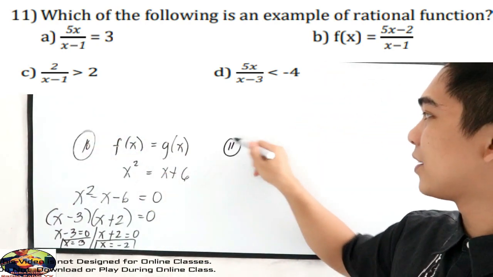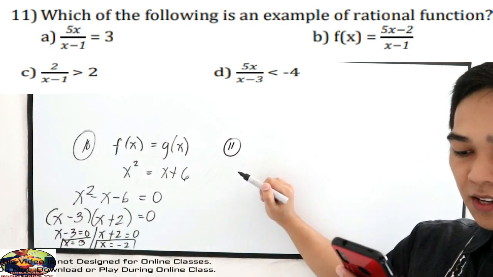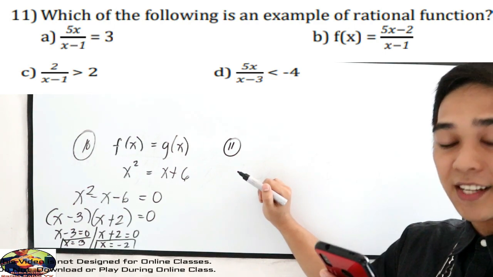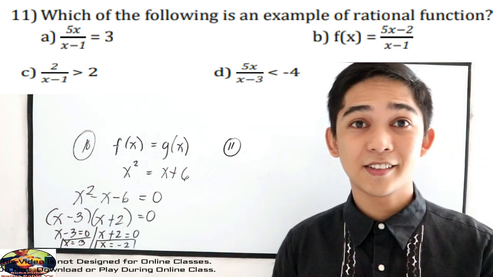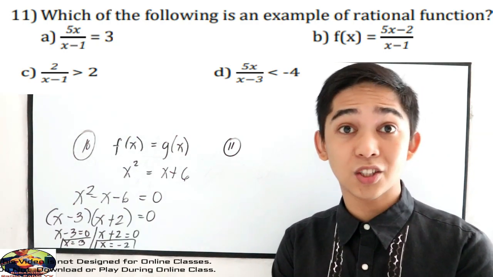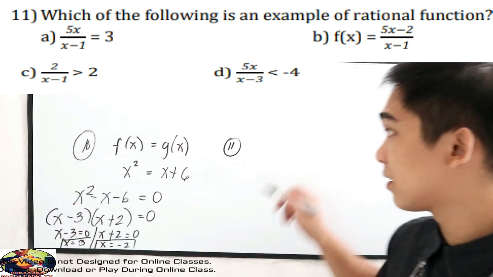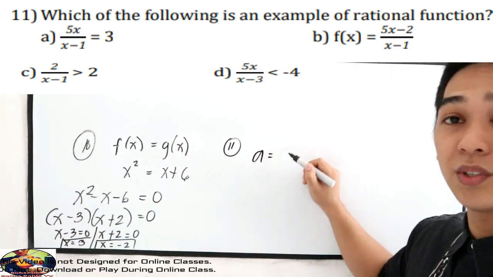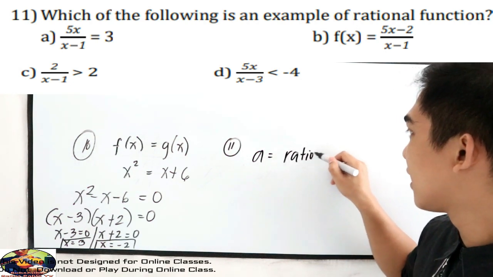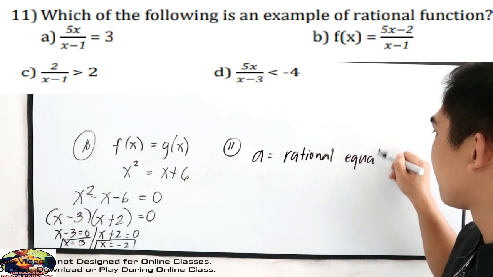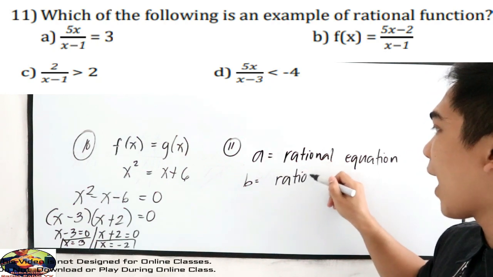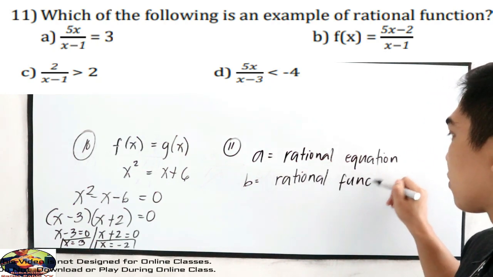So let us solve number 11 here. Rational function. So the answer is letter B. Why letter B? Letter A, that is a rational equation because that is equated to 3. Okay. Letter A is a rational equation. Letter B, that is a rational function. Why? Because we have f of x on the left side.